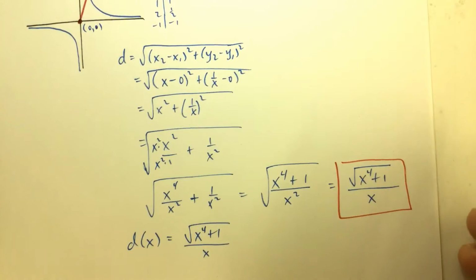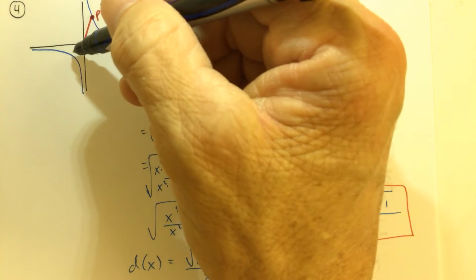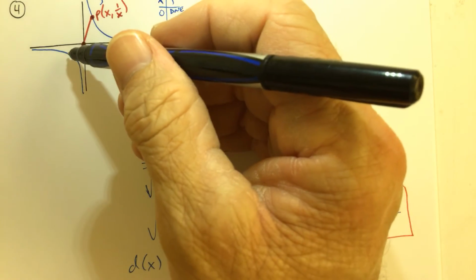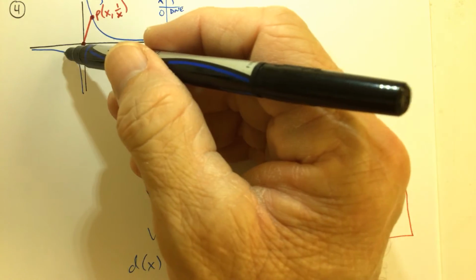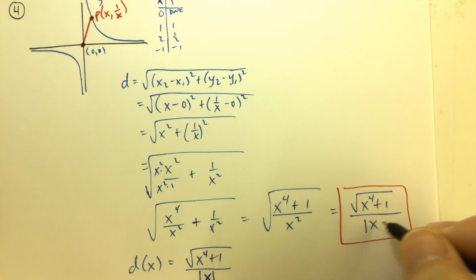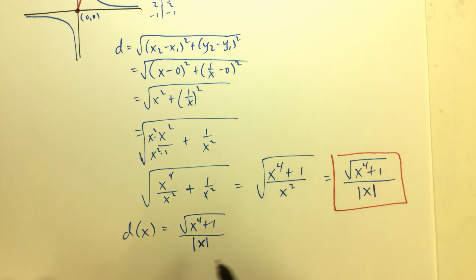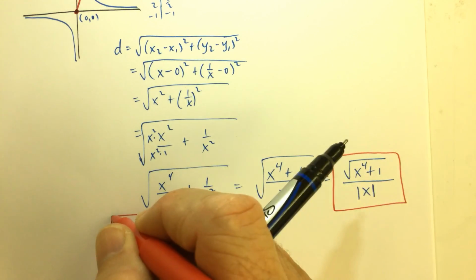Now, as I look at this, I think, okay, wait a second here. Distance has to be a positive number. What if x is over here in the third quadrant? Then x would be a negative number, and distance can't be negative. And so in order to make sure that my distance comes out positive, I'm going to put absolute value bars around the x. So now, regardless of whether I'm in the first or third quadrant, my distance between any point and the origin will be a positive number. So that's the answer for part A.